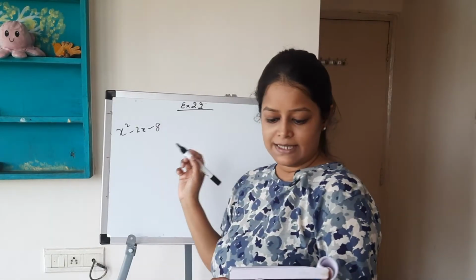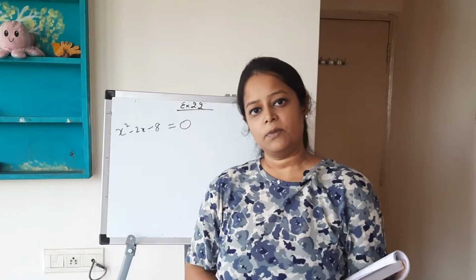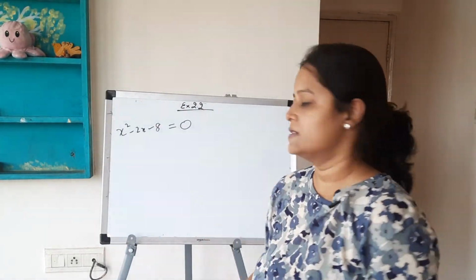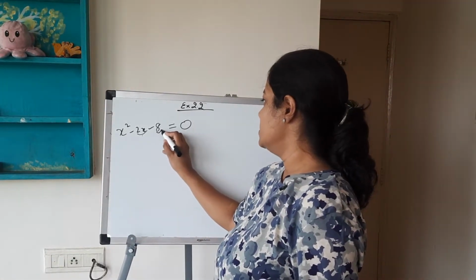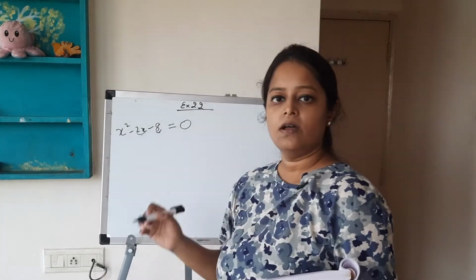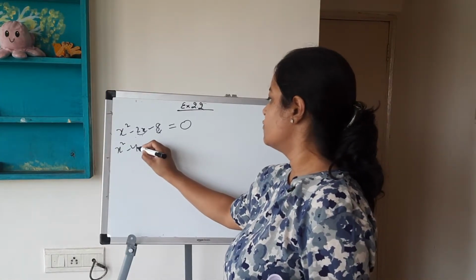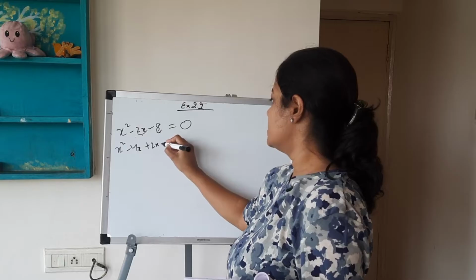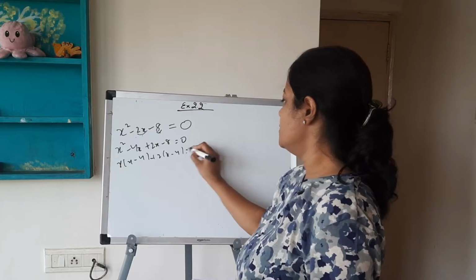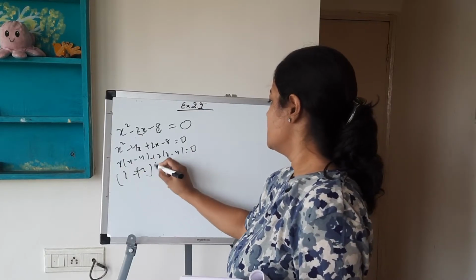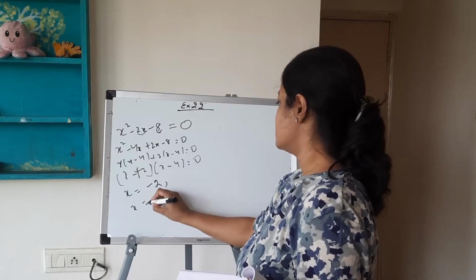We have to find the zeros of the polynomial, that means set it equal to 0. We have learned this in your previous classes: we have to split the middle term. So how do we split it? We have to see the factors of 8, it's 2 cubed, and look at the various combinations. So it will be x squared plus 2x minus 4x minus 8, x(x + 2) minus 4(x + 2) equal to 0, (x + 2)(x - 4) equal to 0.